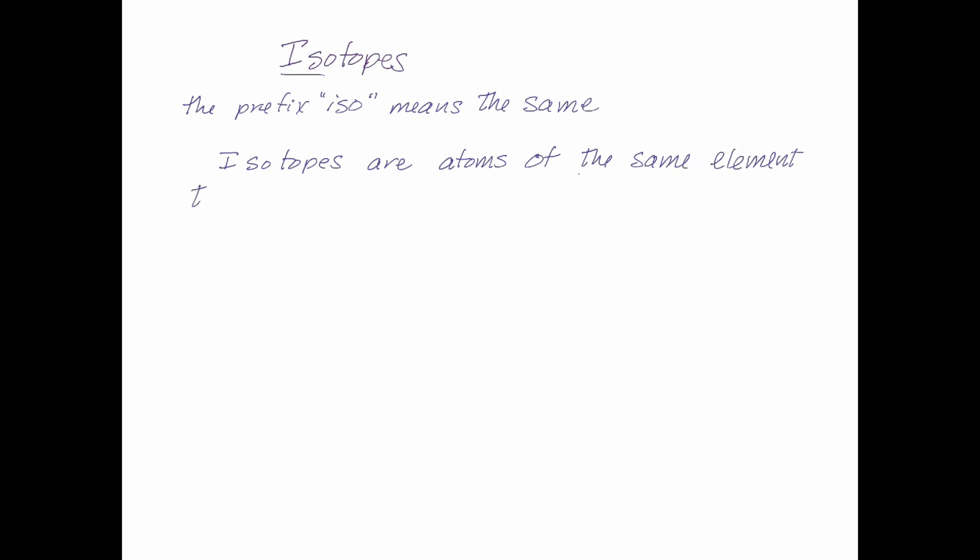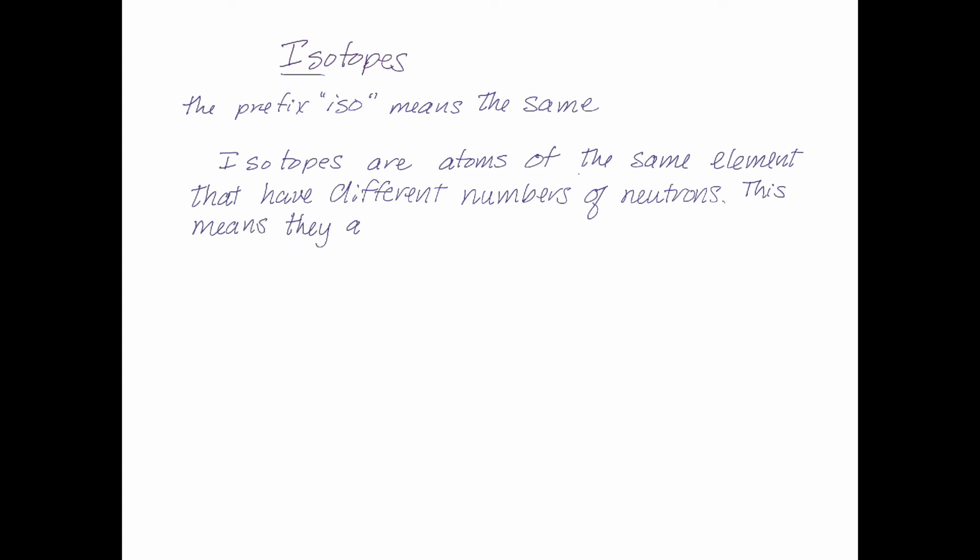All right, so now we're going to look at what isotopes are. The prefix iso means the same. Isotopes are atoms of the same element that have a different number of neutrons. This means that they also have a different mass number, and we're going to look at carbon as an example.